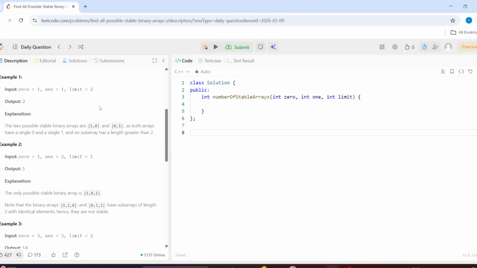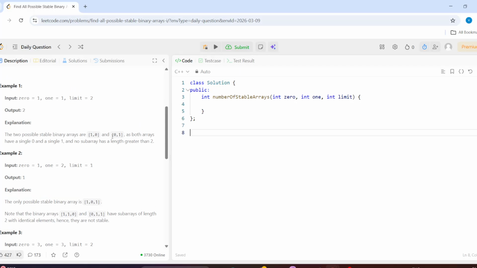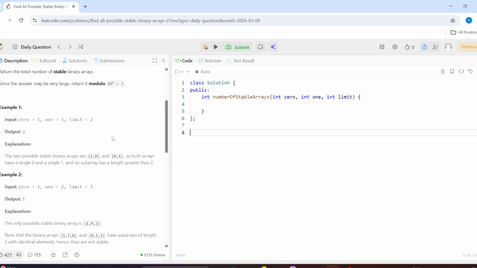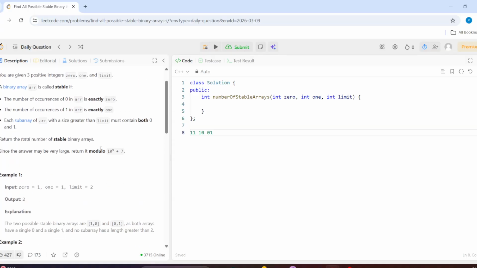So in the example, 0 is occurring one time and 1 is occurring one time, and the limit is 2. So first, let us make all the possible arrays which we can make using this 0 and 1. The arrays should be 1 0 and 0 1. These are the possible arrays that we can make. Now let us find the stable arrays.